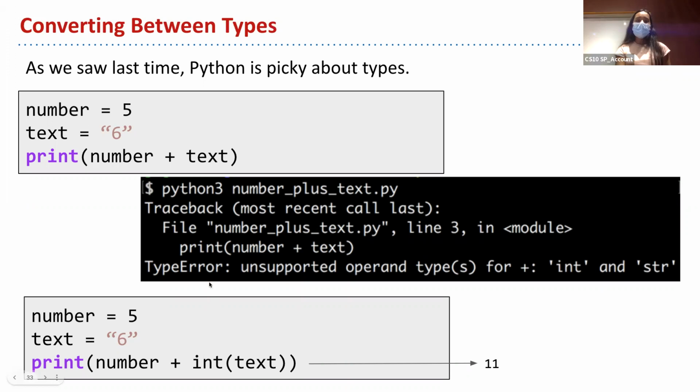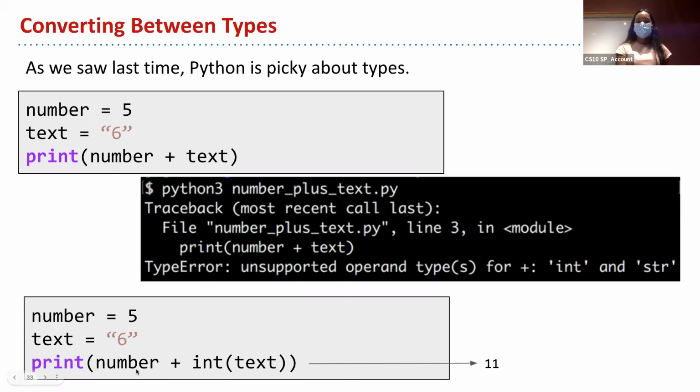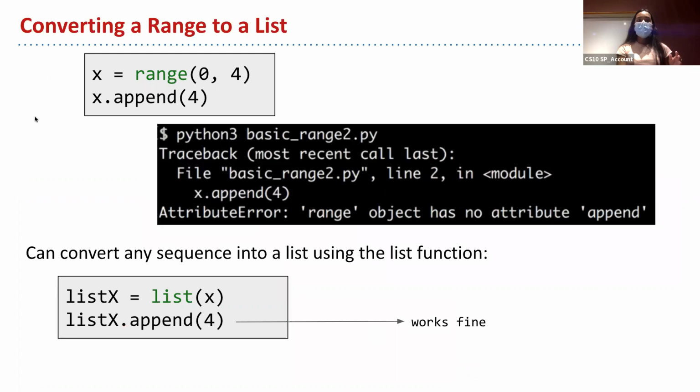Yeah, so basically you can convert values. I think Maddie talked about this. We can't use functions that only exist with lists if we're dealing with strings or with ranges, so you need to convert it. Like in this case, we need to convert our text to an integer in order to add it to a number, because you can't add strings the same way that you add numbers together.